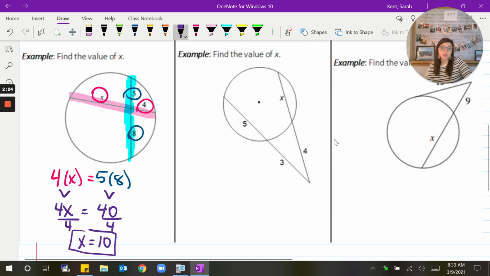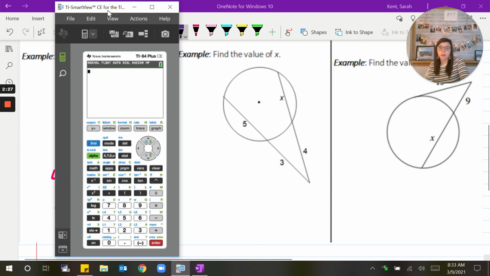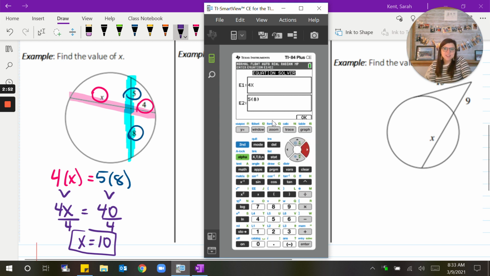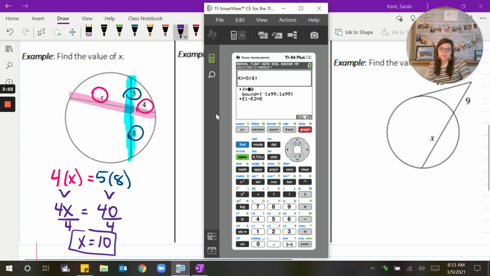If you don't want to do that, or you want to check your work, check your math, you can also go to your calculator and you can go to Math, Up, Enter, go to the numeric solver, and here I can type in 4x, and on bottom I can type in 5 times parentheses 8. There we go. 4 times x, 5 times 8. When I press enter, alpha graph, I'll get x equals 10. So either way, you're still just solving for x to get x equals 10.